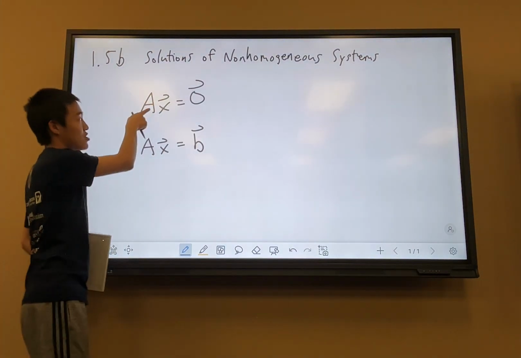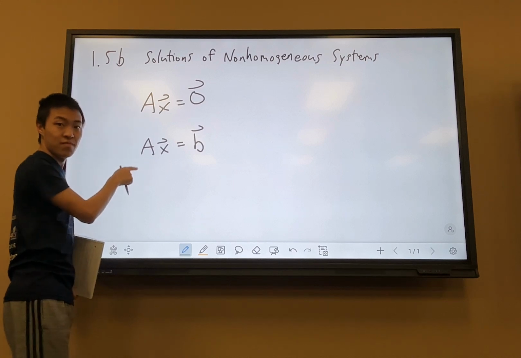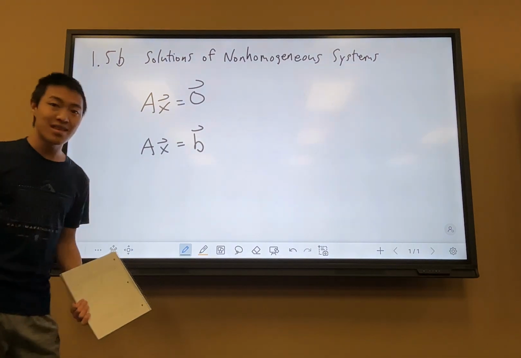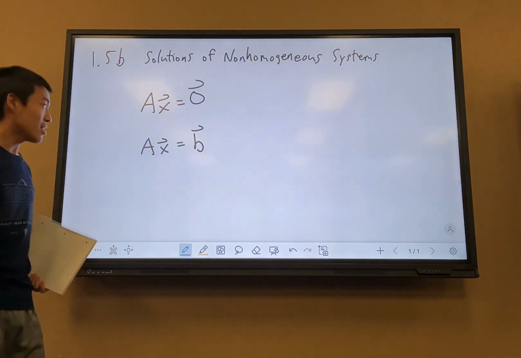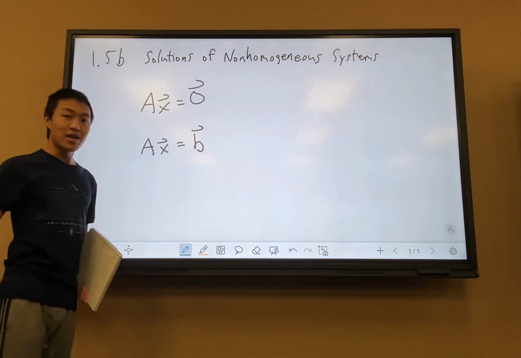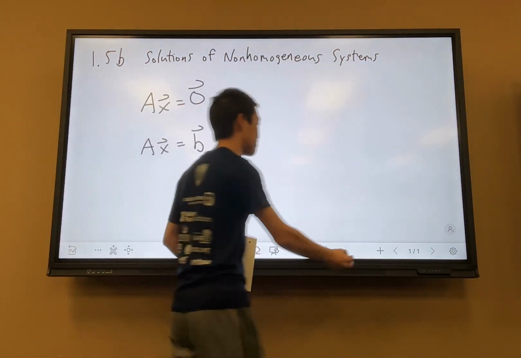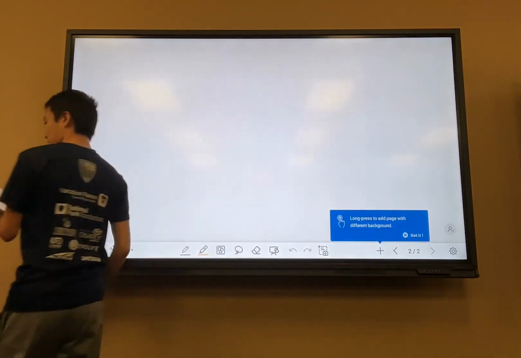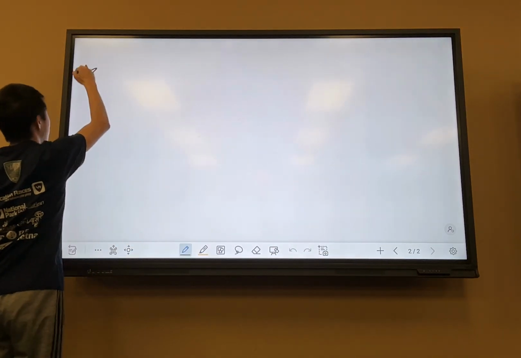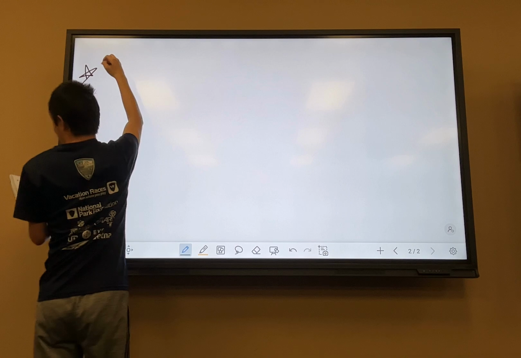So homogeneous, non-homogeneous. And as hinted at in the last example that we kind of rushed through in class, there is a pretty close relationship between the solution sets of these two types of equations. So we'll be talking about that some. The first thing here, this kind of summarizes it so we know what to be looking for.